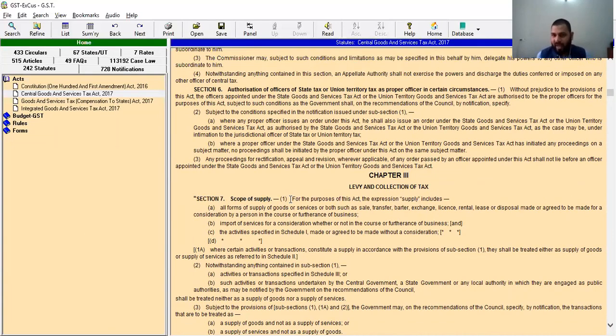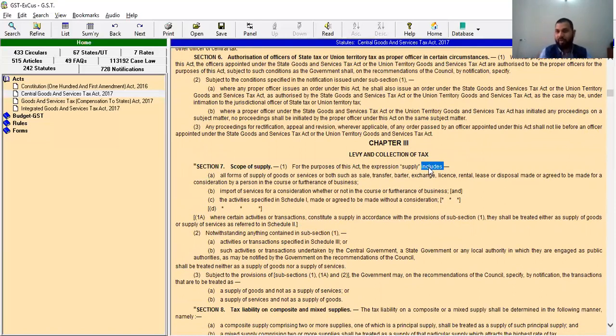For the purpose of this Act, the expression supply includes, please take note that this includes, so this is not an exhaustive list. This is a very open-ended list which just gives you a hunch of what all is to be included. Clause A says all forms of supply of goods or services or both. So any imaginable service or good changing hands, may not be in terms of transfer of property or may not be in terms of rental, whatever it is, everything is covered.